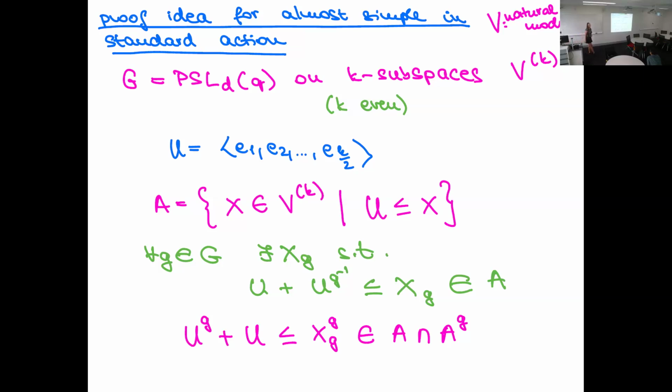I'm wondering what you mean by a natural module. So the natural module is just... you can think of PSL_dq as d by d matrices over F_q, and then the natural module is just F_q to the d. So it's a free module. Oh, actually, F_q is a field, right? Yeah, so it's a vector space. It's a d-dimensional vector space. Why call it natural module? Because of representation theory.